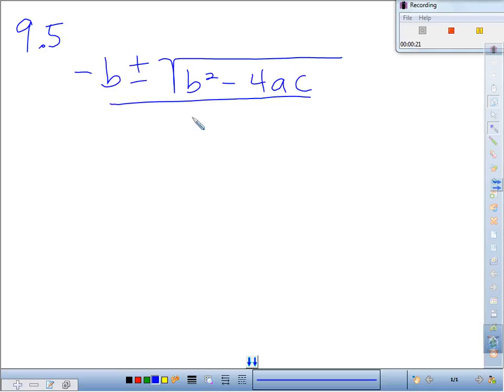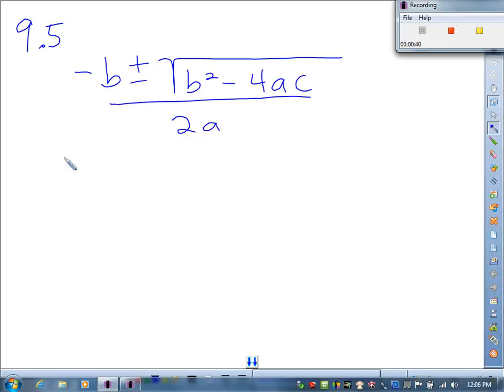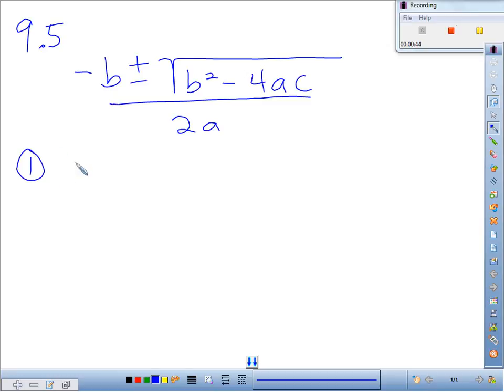Negative b plus or minus the square root of b squared minus 4ac, all over 2a. But they sing it prettier. That is our formula that we're going to be using. And you should recognize these letters. So what's going to end up happening, and it doesn't really matter what the problem is. I'll probably come up with one that doesn't work perfectly, but that's okay.